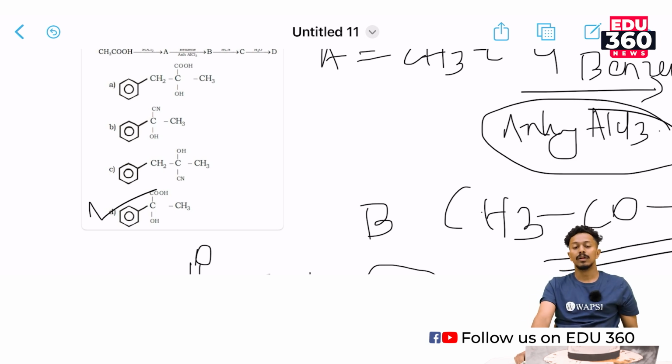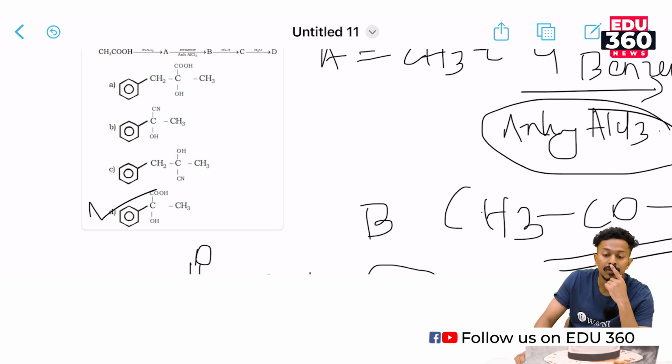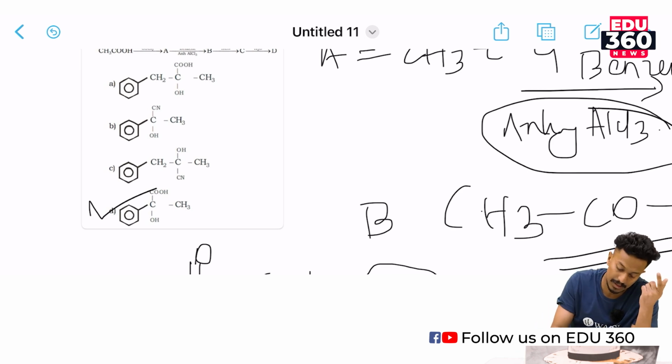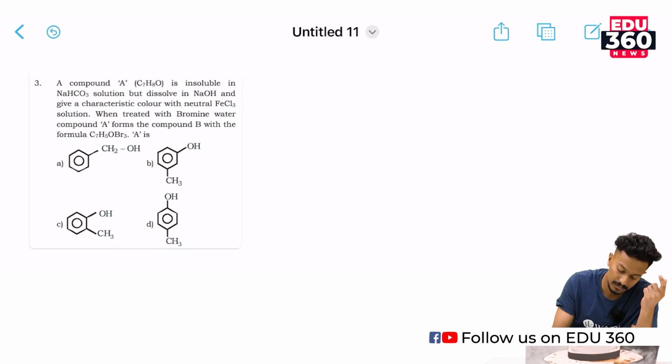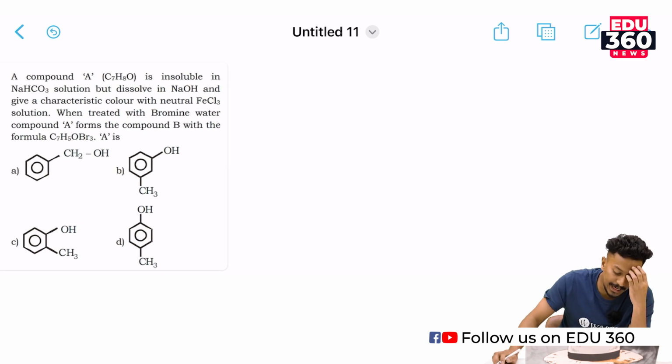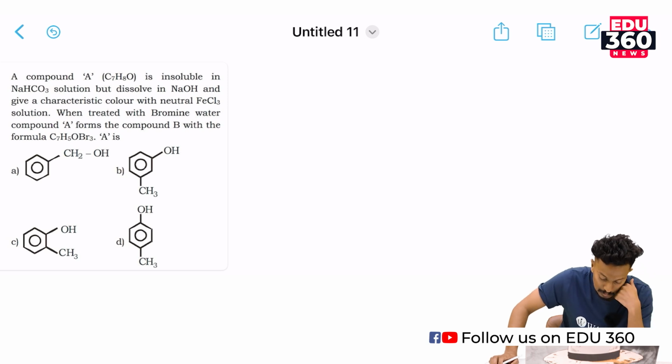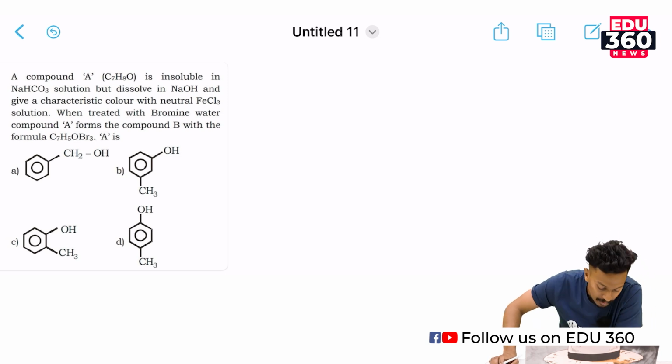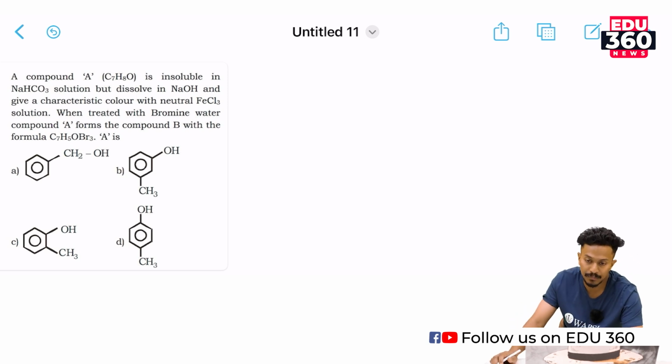Okay, so we will follow up with the next part of the question. A compound A is insoluble in NaHCO3 solution but dissolves in NaOH and gives a characteristic color with neutral ferric chloride solution. When treated with bromine water, compound A forms compound B with the formula C7H5OBr3. You have to find out what A is. It's quite a long question actually.